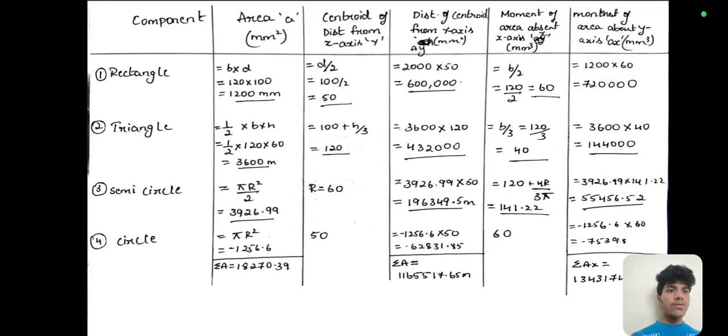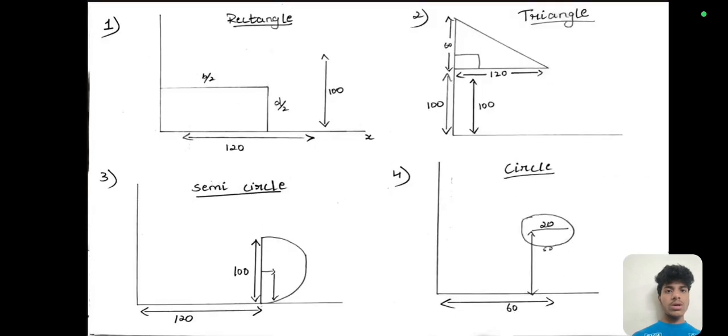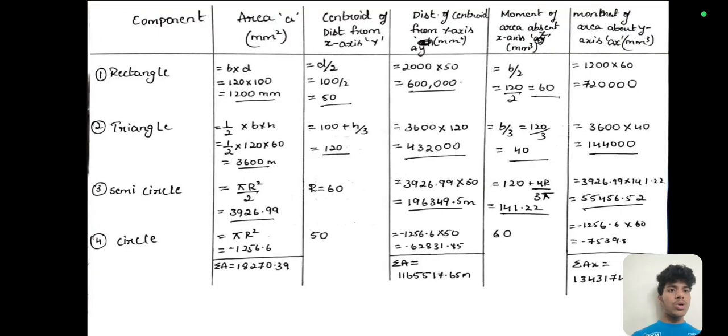And next we have to find moment of area about x-axis x mm cube. In the figure you can see b by 2, so base 120 by 2, 120 divided by 2 is equal to 60. And the next step is moment of area about y-axis ax mm cube. So now we have to multiply area and moment of area x. So 12000 into 60, and we'll get 7,20,000.